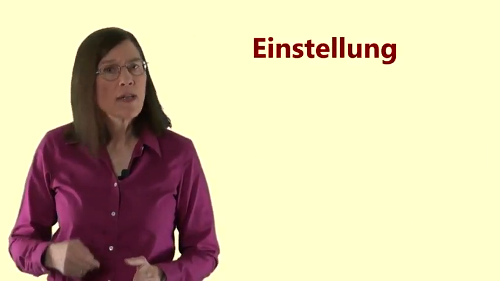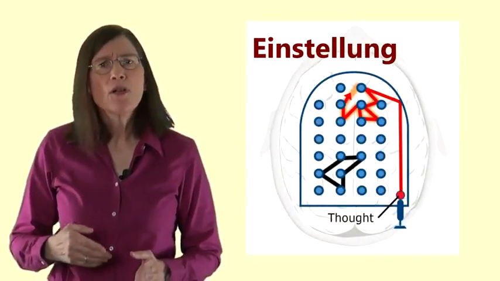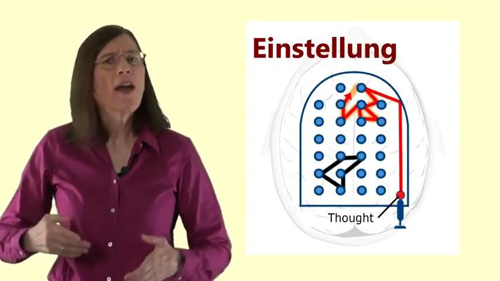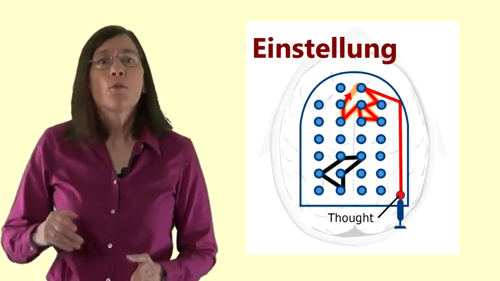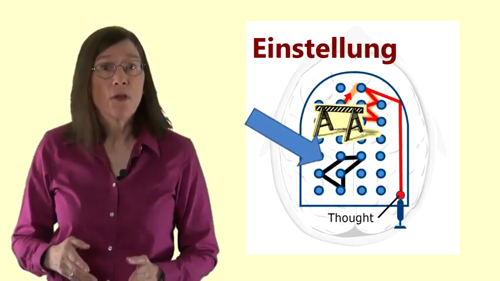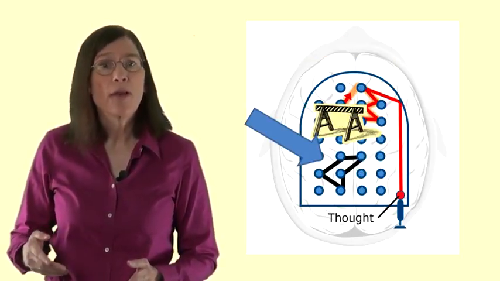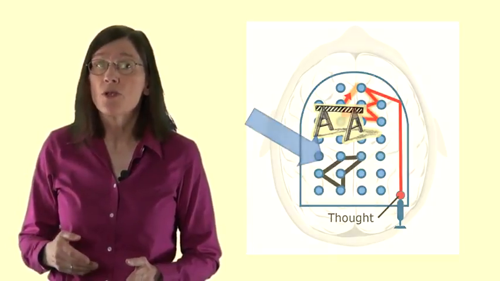Einstellung is when your initial thought, an idea you've already had in mind, or a neural pattern you've already developed well and strengthened, prevents a better idea or solution from being found, or keeps you from being flexible enough to accept new, better, or more appropriate solutions.